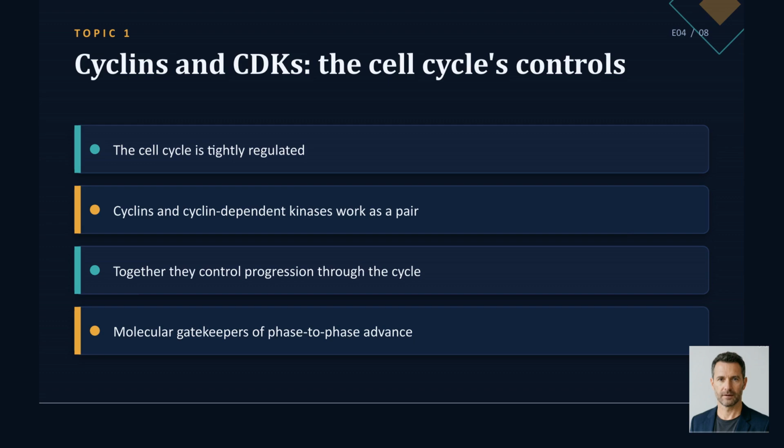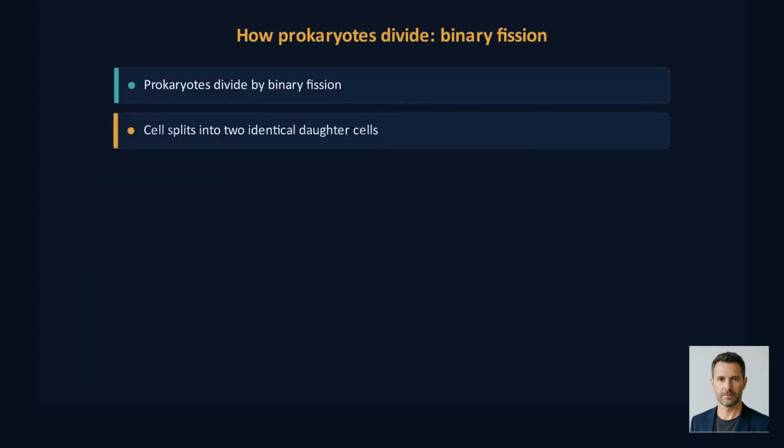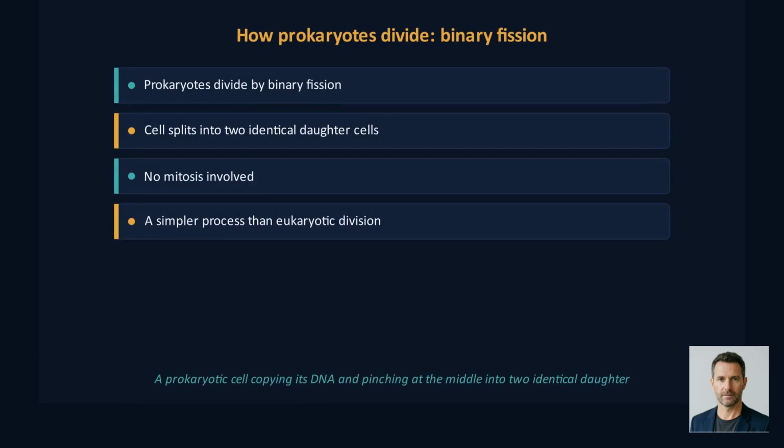This control is not a luxury. Because each daughter cell must receive a correct and complete copy of the genome, the cell cannot afford to move forward at the wrong moment, and cyclins and CDKs are what hold that timing in check. Eukaryotes, then, divide through this elaborate, tightly controlled cycle.